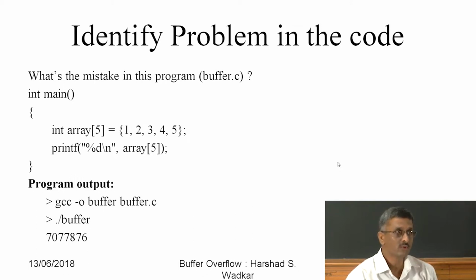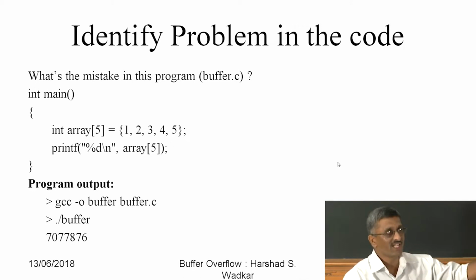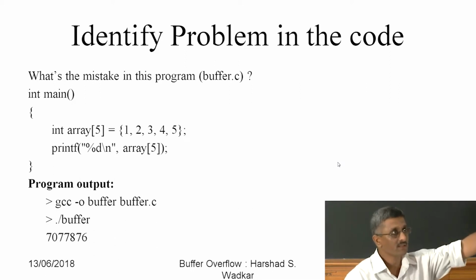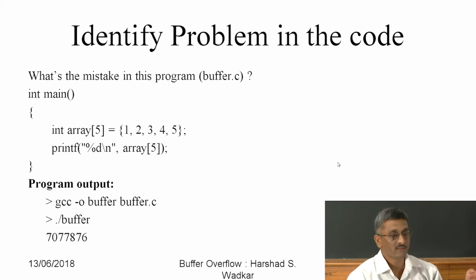And what am I trying to do? I am trying to access the 5th index, that is actually the 6th location of the array, which is not there. It is not there for the array, but it is there in the memory. And I am trying to access it, which is an illegal access. That is the reason I am getting some different data, garbage data. Very simple, right? How many times are we making this mistake?